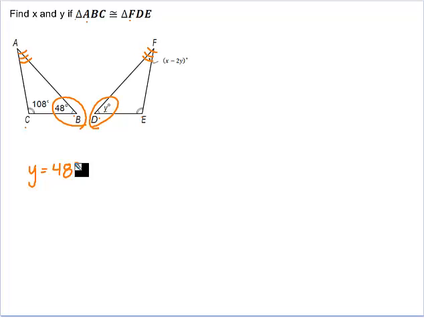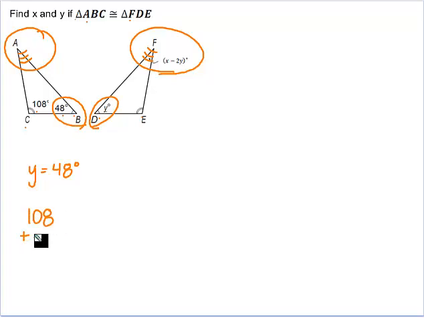Now we want to figure out what angle X is. Angle X is right here. X minus 2Y is at angle F. And up here that should equal our angle A. Well, we don't know angle A, but we do know two of the angles. So we can do 108 and we can add 48 onto that, and figure out that those two angles added up together is 156. That means our third angle of the triangle has to be 180 minus 156, which means our third angle here has to be 24 degrees. So angle A is 24 degrees.